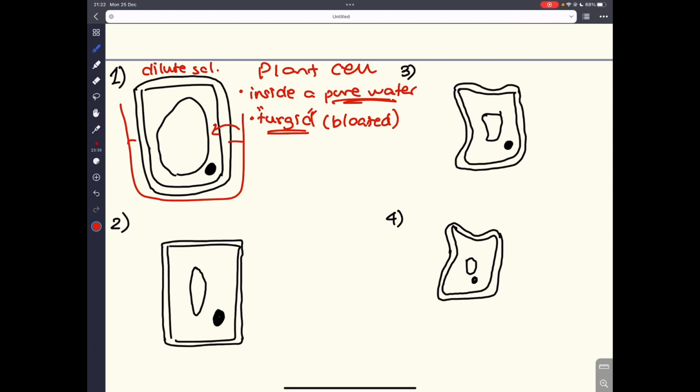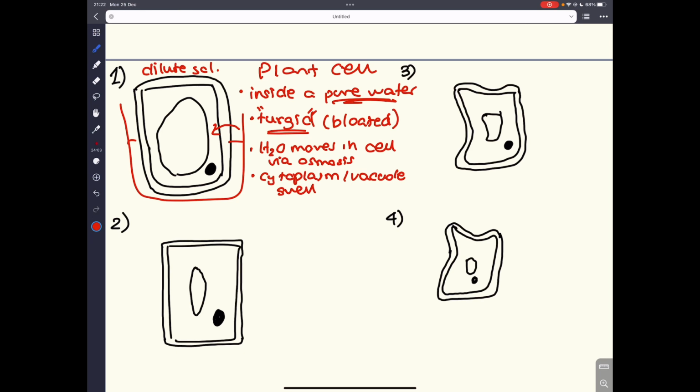So pure water will move in. As we said, water moves into the cell via osmosis through the cell membrane. So the cytoplasm and vacuole will become bloated, or we say it will swell up.